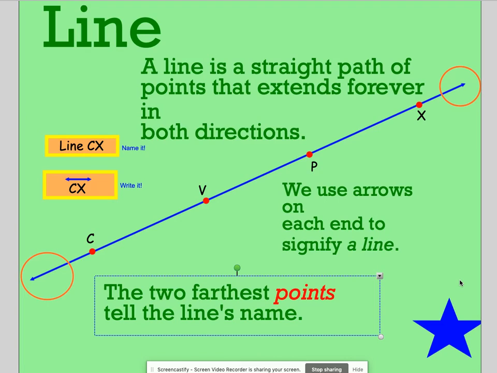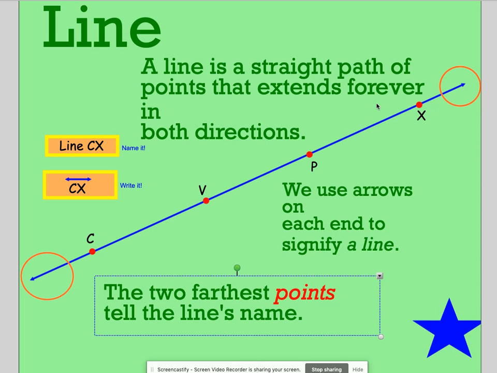The next thing we're going to talk about is a line. A line is a straight path of points that extends forever in both directions. We use arrows on the end to signify that that line virtually extends infinitely. So even though we can't see it because your eyeball is not going to travel forever, the line will do that. And we say that it does it virtually. It also means it does that with your imagination. A line can have an infinite number of points on it.